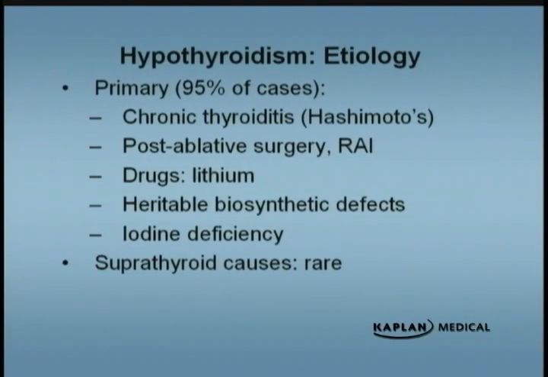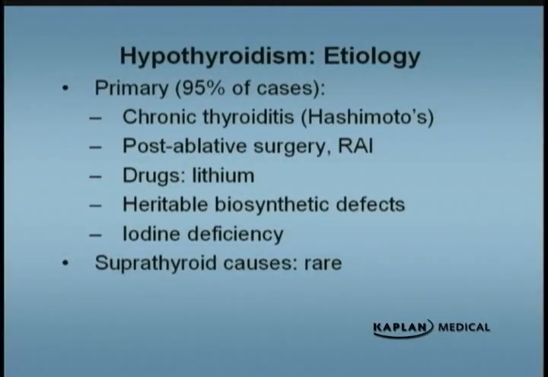From hyperthyroidism, we go to hypothyroidism now, and we want to talk first about the etiology. And of course, about 95% or even more of all the cases of hypothyroidism are primary. It's a primary organ failure of the thyroid, and less than 5% of the cases are due to the pituitary, and an even smaller number are due to hypothalamic causes, suprathyroid. So basically 95-97% of all the cases of hypothyroidism are something wrong with the gland itself.